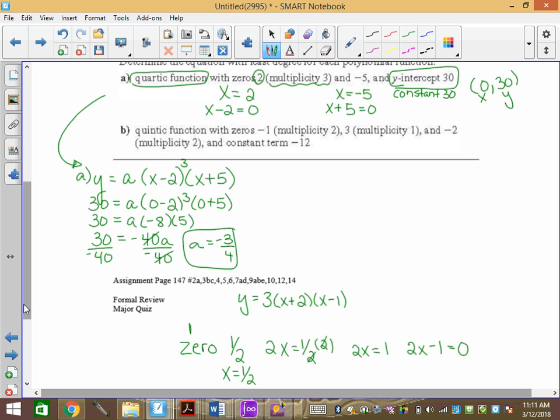Then people box this and they're like, I'm done. No, I asked you to determine an equation. You just found an a value and boxed it. That's fantastic. I like it. It is not at all what I asked for. It's part of what I asked for, but I asked for an equation. So that's great, you boxed it. You can now find it and insert it in for A. So y equals negative 3/4 x minus 2 cubed x plus 5. And now we actually have the answer.